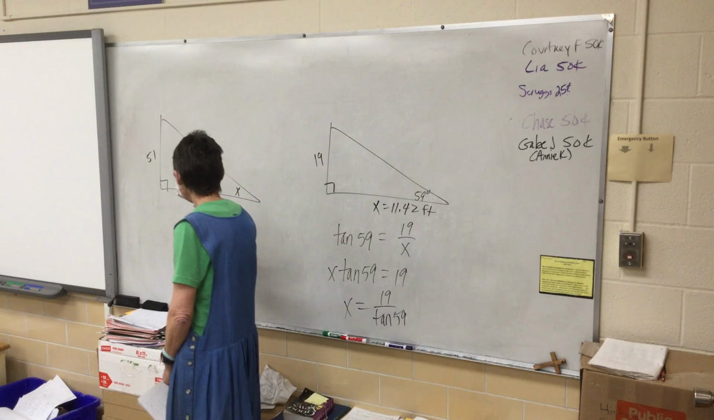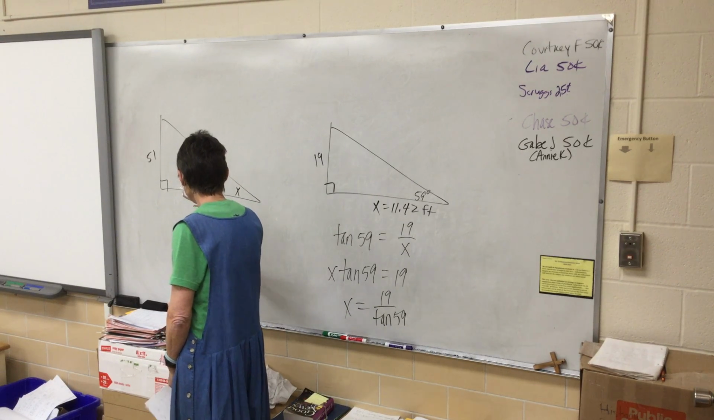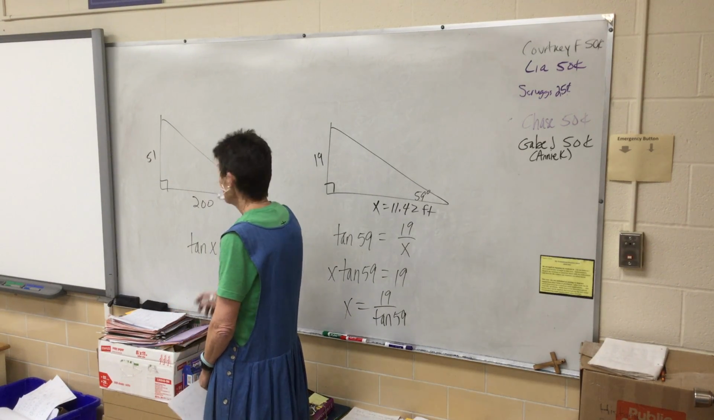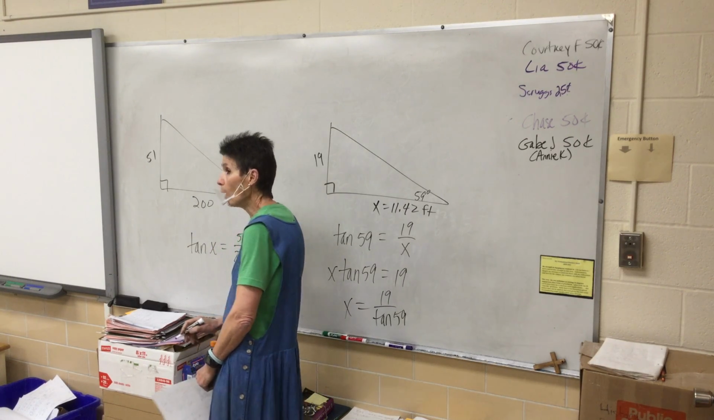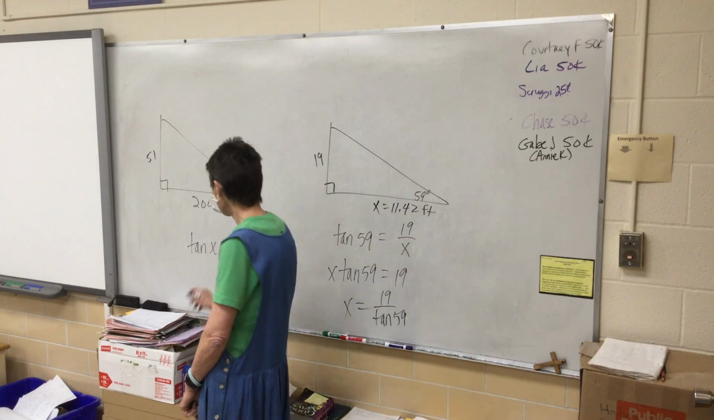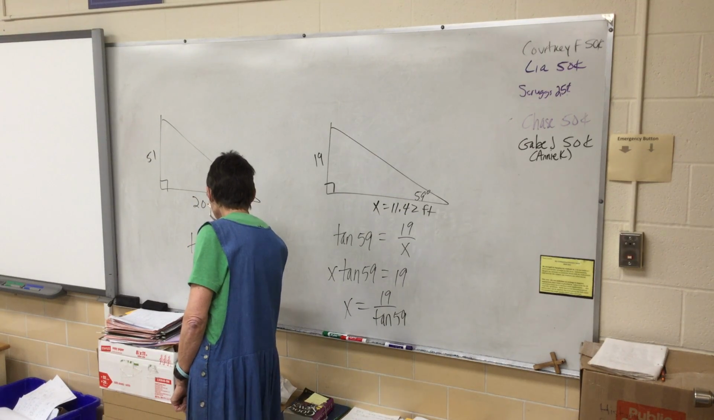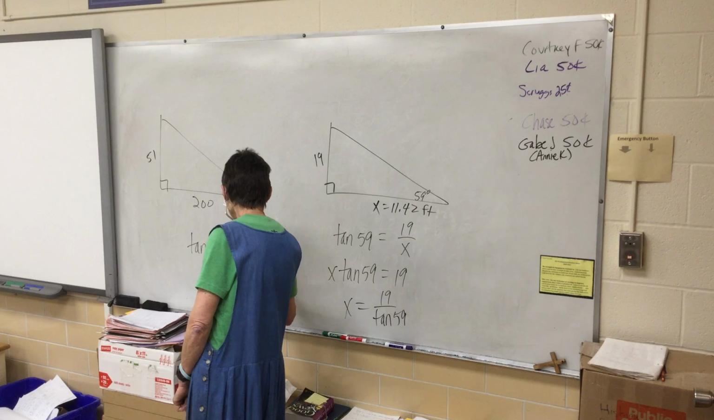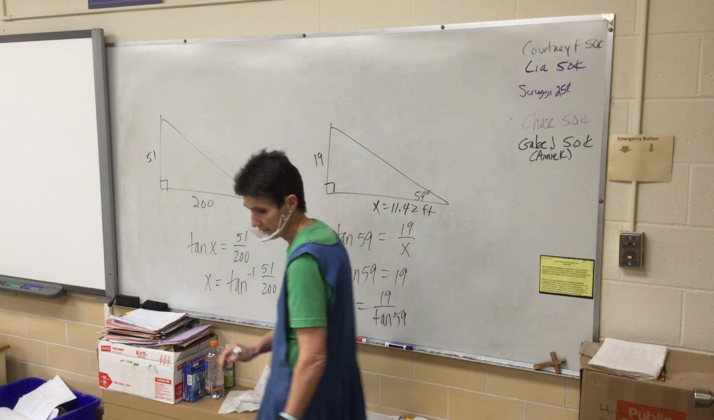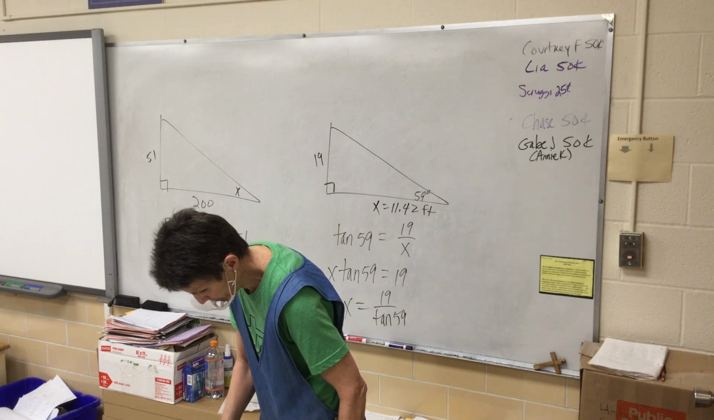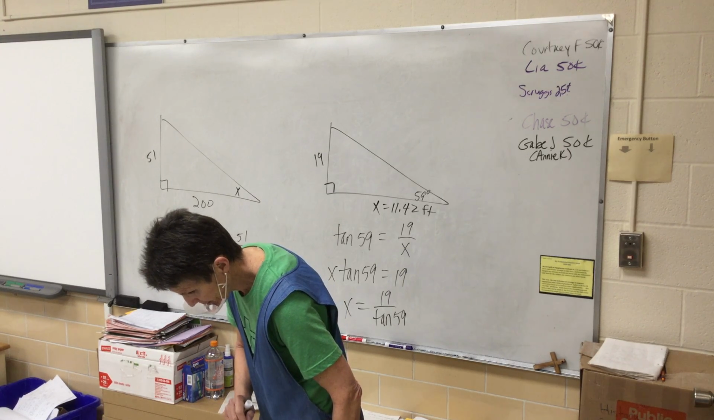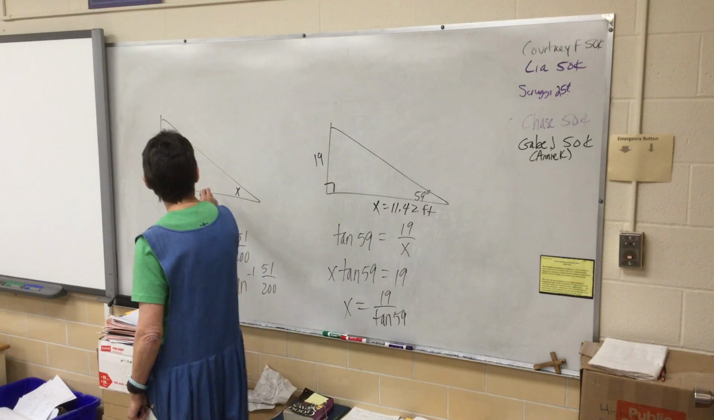So Jaden says this is a tangent problem. Is he right? So tan x equals 51 over 200. What do I type when x is the angle? Second tan. Second tan 51 over 200. So second tan 51 divided by 200. 14.31 degrees.